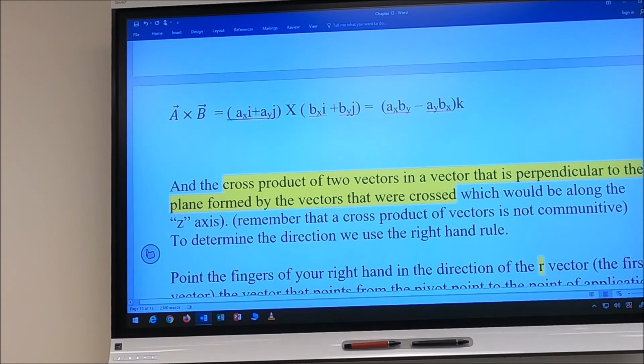So the cross product of two vectors gives us a new vector that is perpendicular to the plane formed by the first two vectors, which would be along the Z-axis. Okay? I also want you to remember that cross products are not commutative. A cross B does not equal B cross A. They're going to have the same magnitude, but they're actually going to point in the opposite direction.